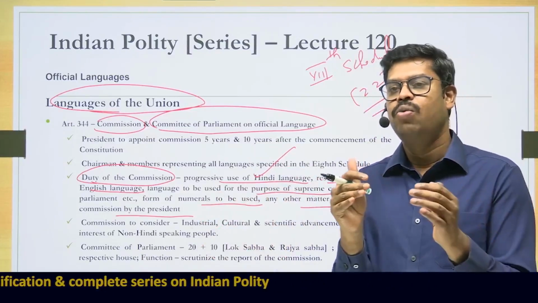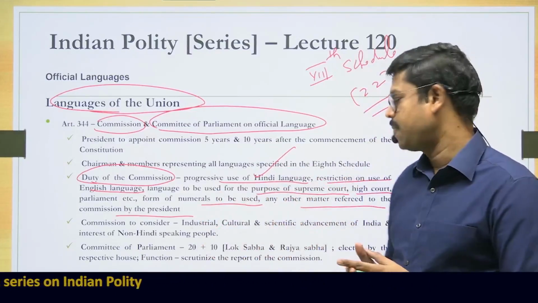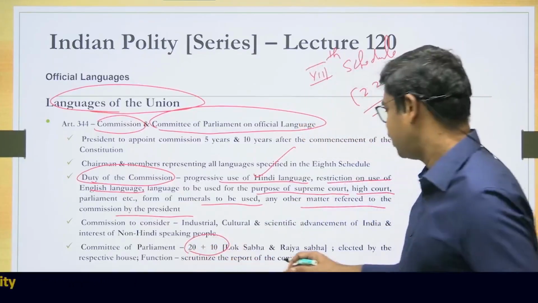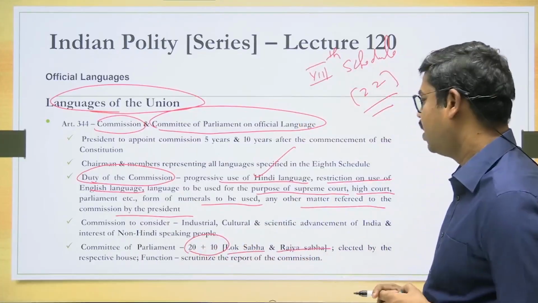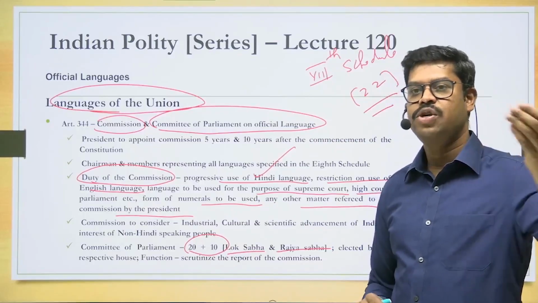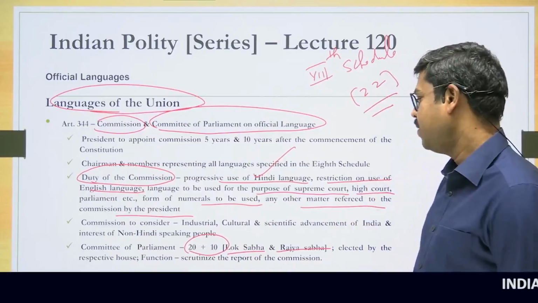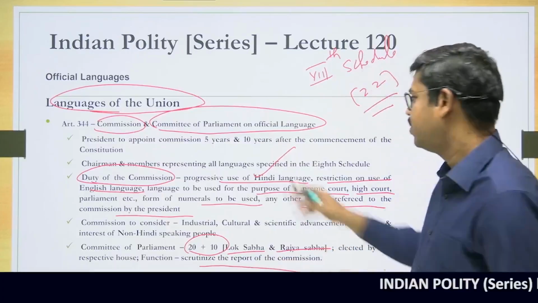And what shall be the composition of that parliamentary committee is also mentioned in the constitution. So the committee shall comprise of 20 plus 10 members, that is 20 members from the Lok Sabha and 10 members from the Rajya Sabha. And the members are to be elected respectively from their houses. That is 20 members are to be elected from Lok Sabha, 10 members are to be elected from the Rajya Sabha. And their primary function is to scrutinize the report of this language commission.